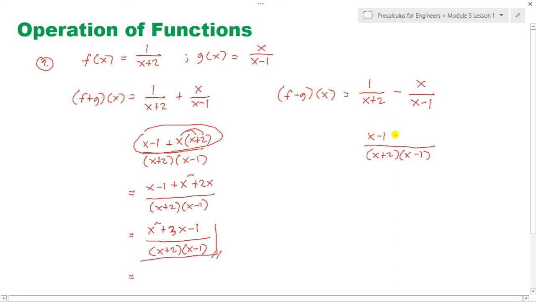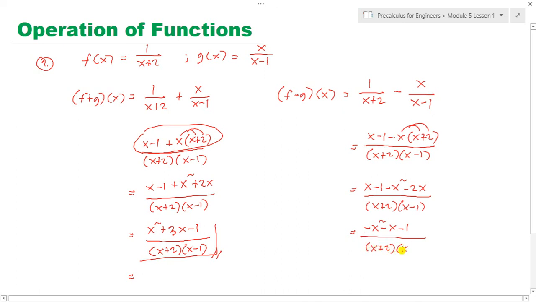So we have (x - 1) - x(x + 2), and then of course you are going to distribute or simplify. So distribute this and the terms inside the parentheses. So we have x - 1 - x² - 2x all over (x + 2)(x - 1). Then simplifying further, you have negative x², then this one, negative 2x minus x, that is negative x, then minus 1, all over (x + 2)(x - 1).